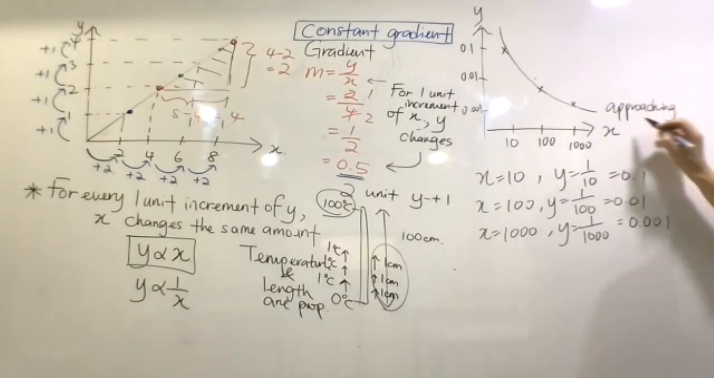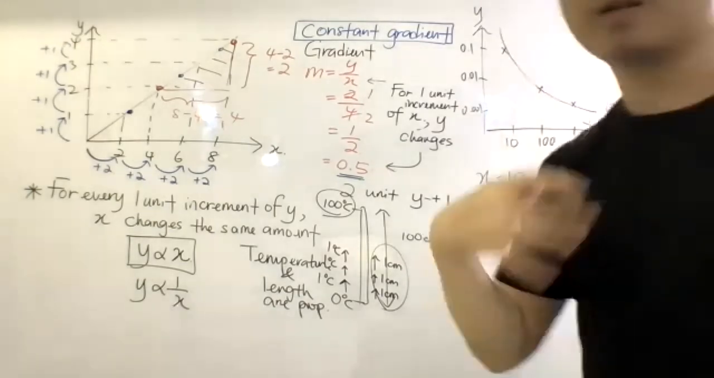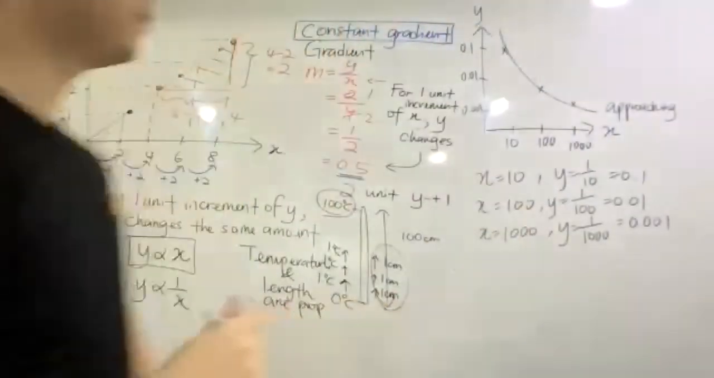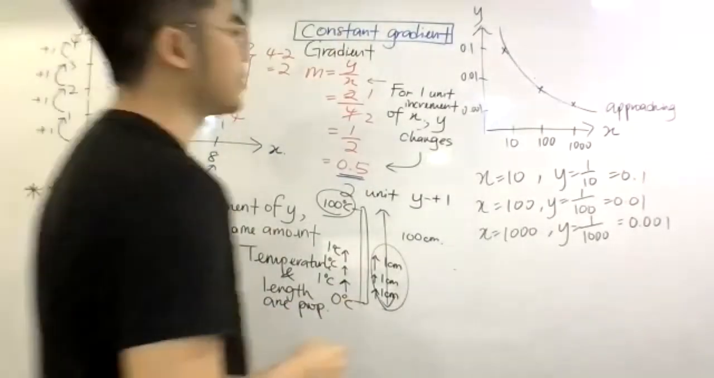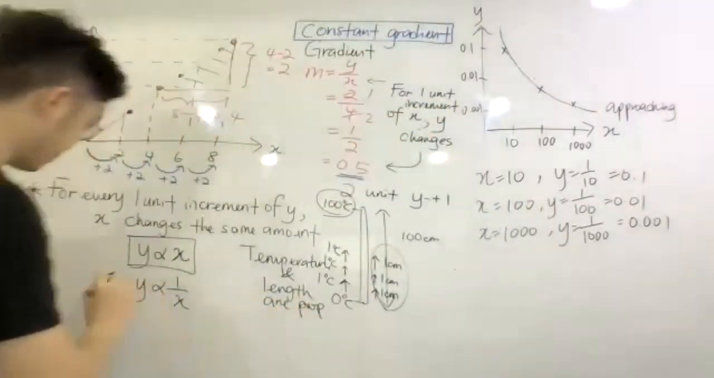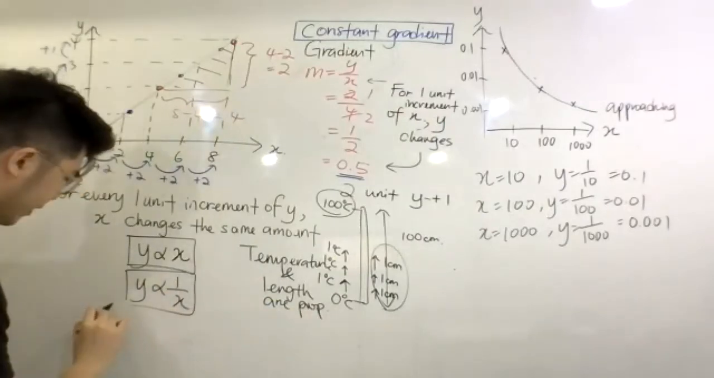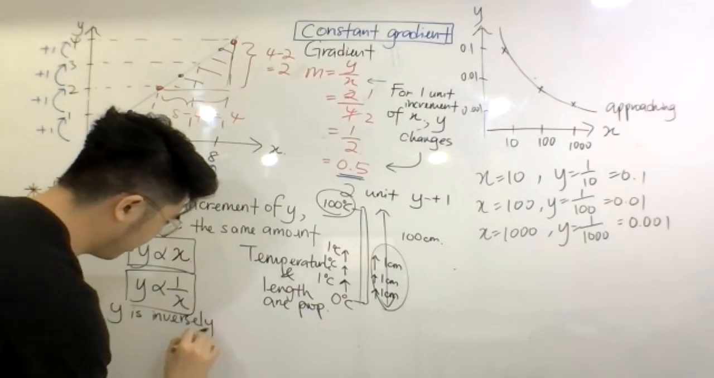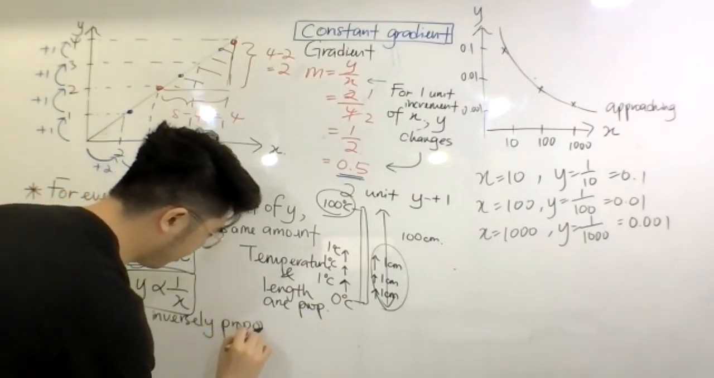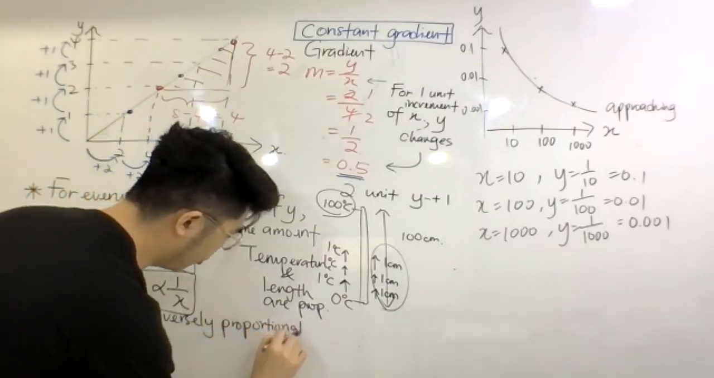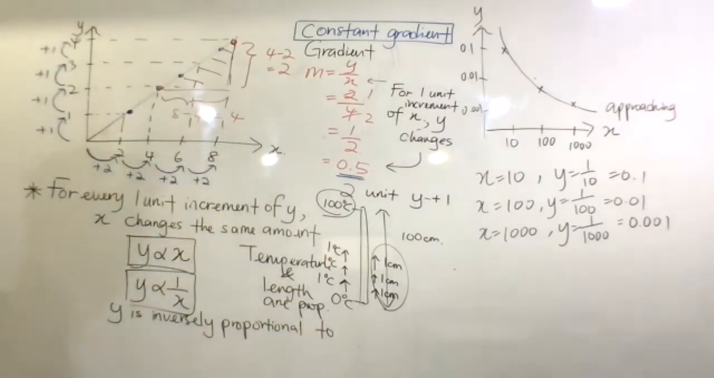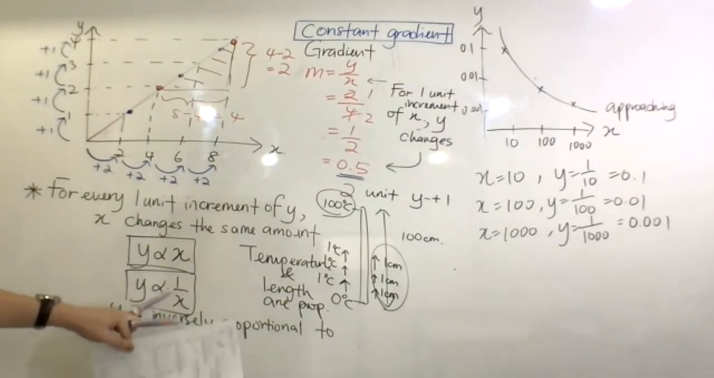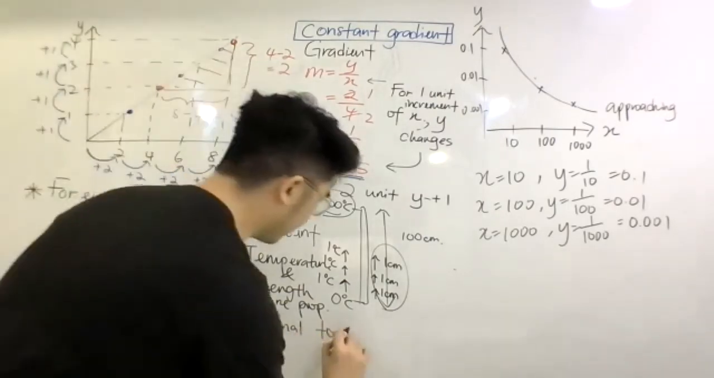Meaning that approaching is like go near, right? It keeps on approaching the axis, but never cuts the axis. That is inversely proportional. So this one: y is inversely proportional to what? Very important. To what? To x or to 1 over x? To x.